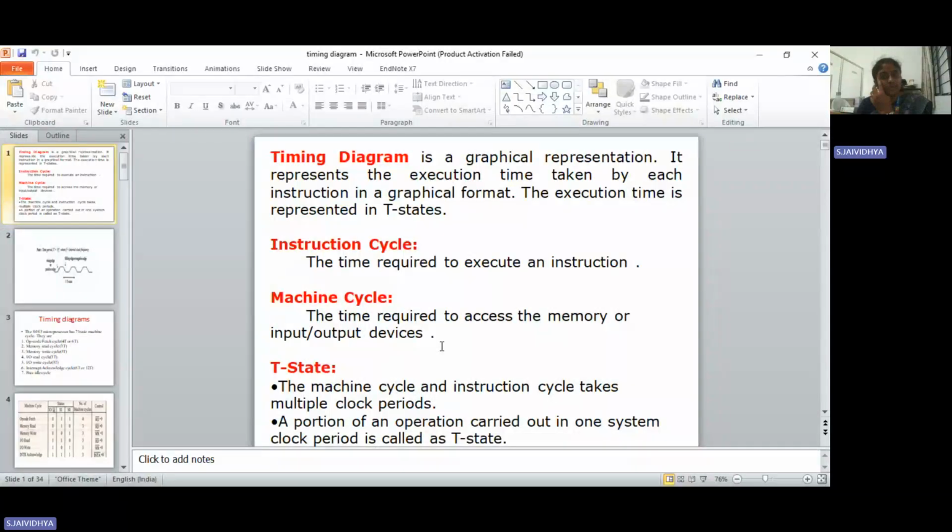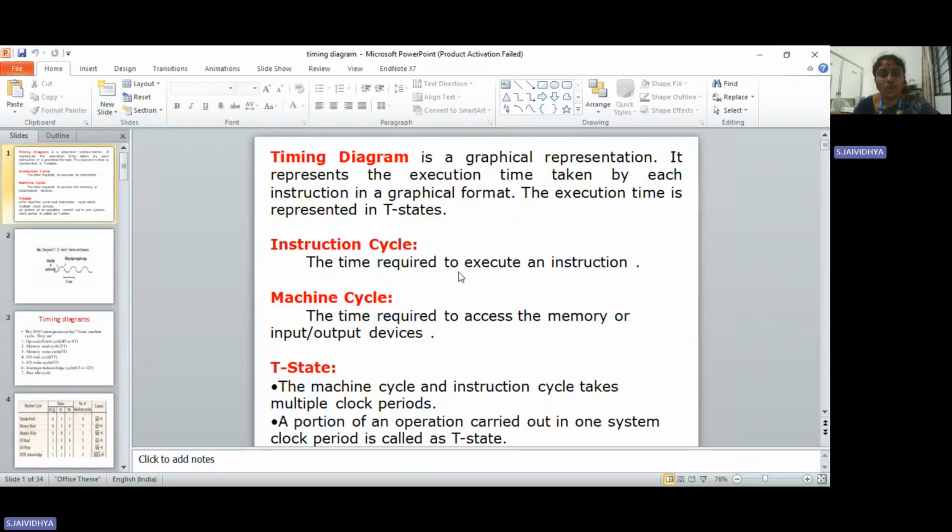Guys, good evening all. This is the session which helps you to understand about the timing diagram in microprocessor 8085. In the previous classes, we studied about the microprocessor architecture, pin diagrams, addressing modes, etc. Now we are going to study about the timing diagram, that is, how the processor fetches the instructions and how it executes.